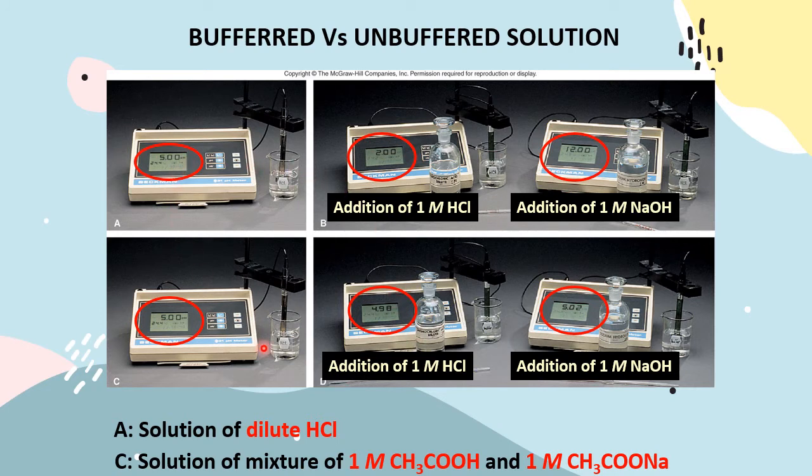You can refer to this diagram. A is a solution of dilute hydrochloric acid. This is an unbuffered solution. That's why when 1 molar hydrochloric acid is added, the pH decreases drastically. Same here, when the strong base sodium hydroxide is added, the pH increases drastically. But solution C is a mixture of 1 molar ethanoic acid and 1 molar sodium ethanoate. When strong acid is added, the change in pH is just 0.02. Same here, when the strong base is added, the change in pH is also 0.02. So this one is a buffered solution.